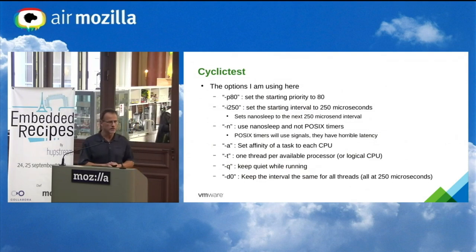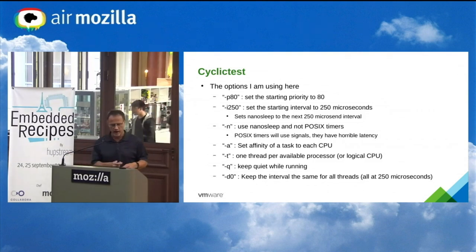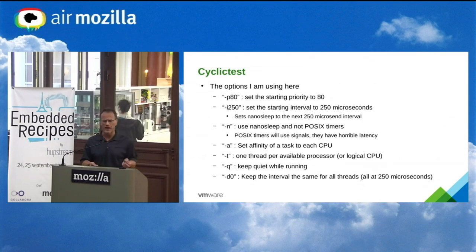The options that I typically use for cyclictest are as follows. We set the priority to 80. We like to make the interval about 250 microseconds, so it'll do a bunch of nanosleeps for 250 microseconds over and over and over again. Dash N is to say use nanosleep. By default, I don't know if they've changed this yet, I know one of the updates changes it.